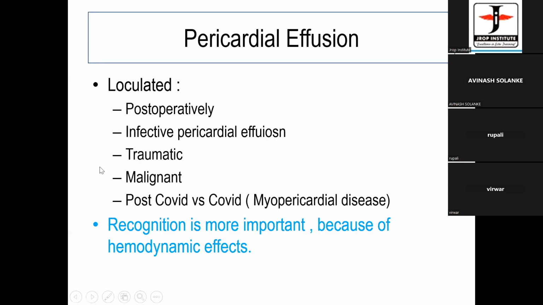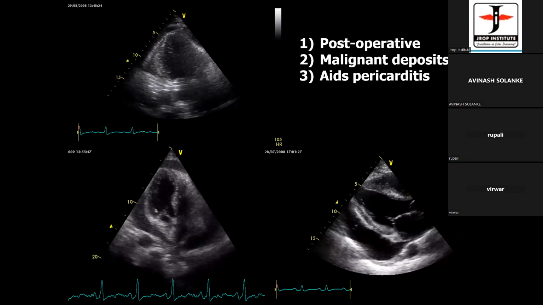Causes: the most common cause, I said, in COVID time was COVID pericardial effusion, then post-operative, infective, traumatic, malignant. But recognition is important, and the most important thing is the hemodynamic effects. Somebody has a pericardial effusion, how does it make a difference? We can tap it, make a diagnosis, treat it. But if somebody has a pericardial effusion along with tamponade, that is the most important time to intervene.